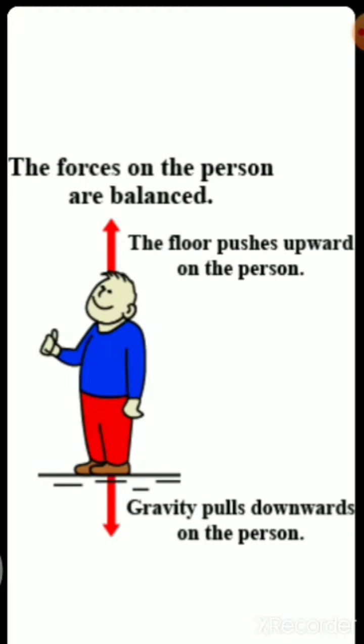The forces on the person are balanced. The floor pushes upward on the person and gravity pulls downward on the person. So the same action and reaction forces are acting. Both are the same in nature but opposite in directions, that means the same amount of force but opposite in directions. That's why they balance each other and we are not going inside the surface of the earth, or the earth is not pushing us away from the surface of the earth.